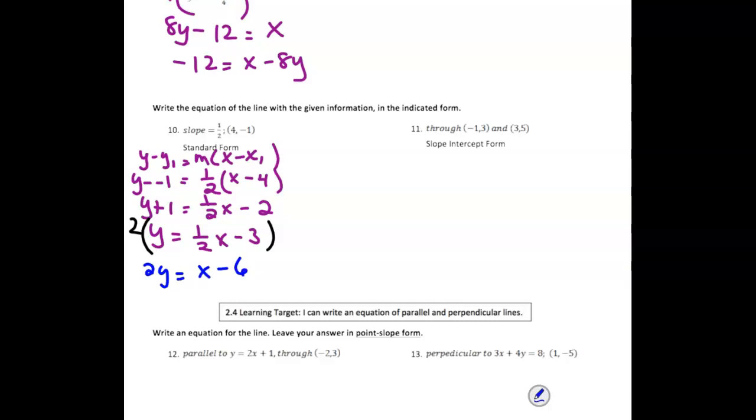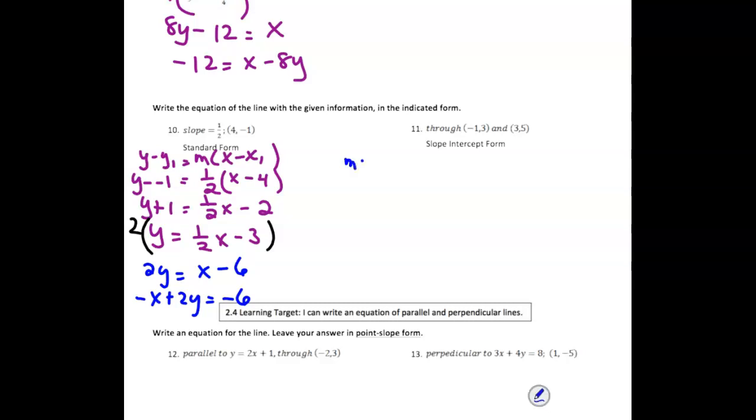All right, what do we want to do to put that in standard form? So one option would be to subtract the x to the left side. All right, so -x plus 2y equals -6. That would be perfectly fine. Another option would be to subtract the 2y over to the right side and then add the 6 back to the left. Okay, either one would be fine. All right, I'm going to pause this one and have you guys try number 11.